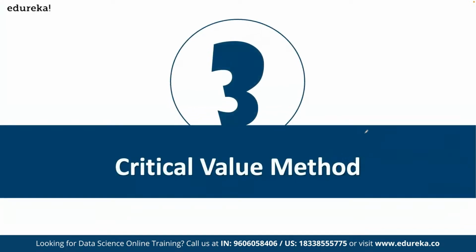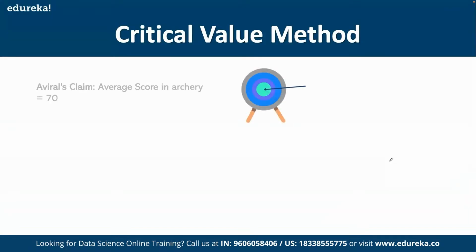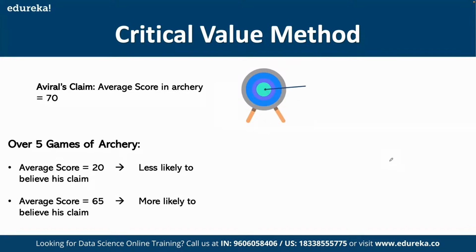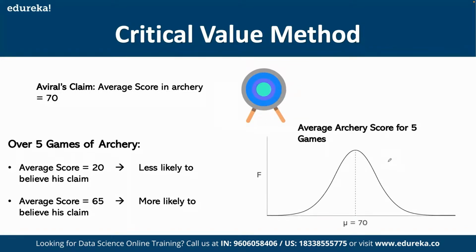Now that you have understood the null hypothesis and the alternate hypothesis, let's understand what is meant by the critical value method. Let's take up a scenario. We've got Avira, and Avira's claim is that the average accuracy in archery is 70. Over 5 games of archery, this is how the data is. If the average score is 20, then it is less likely to believe this claim. If the average score is 65, it is more likely to believe his claim because this is much closer to the value of 70. So we have a claim that is 70.